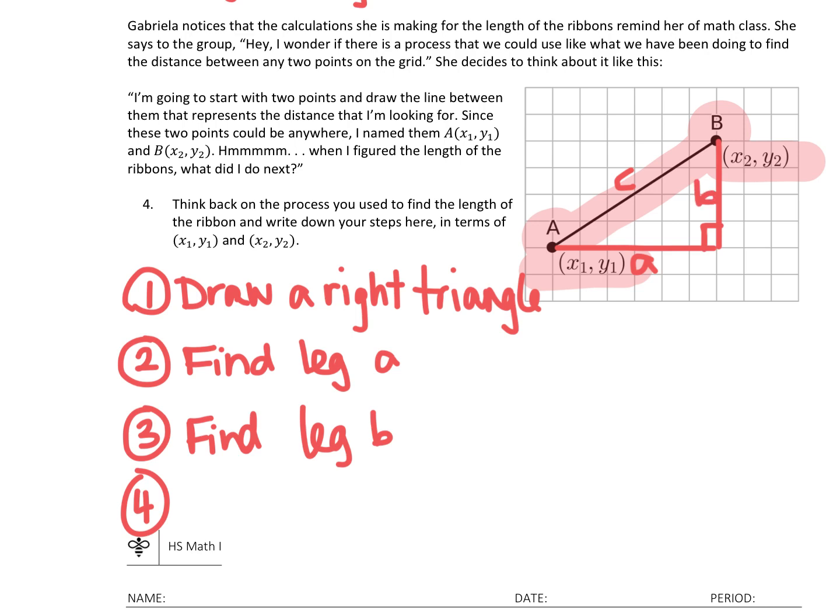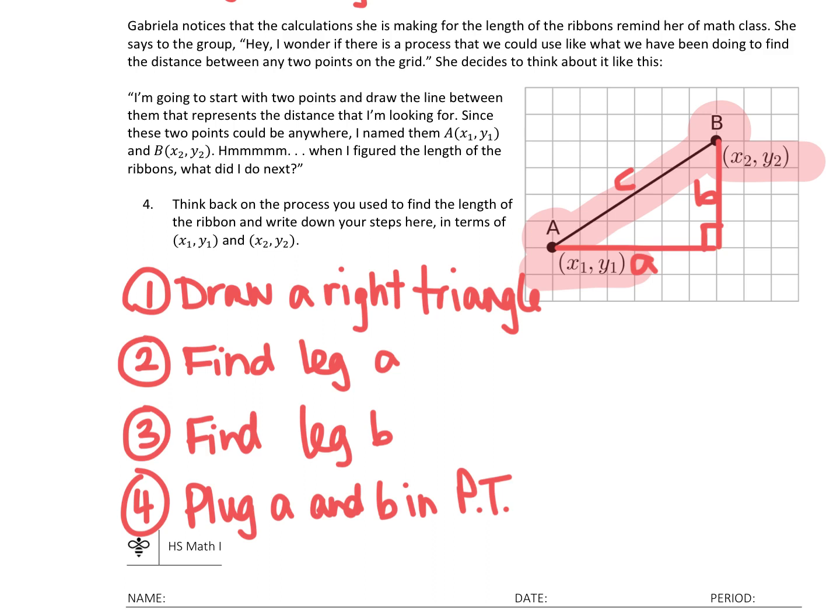Okay, so plug into the Pythagorean theorem. Plug in A and B. I'm just going to abbreviate and write capital P, capital T with points, just so that I don't have to write out Pythagorean theorem. So now the question is, if I cannot easily count the legs, is there another way to find legs A and B?